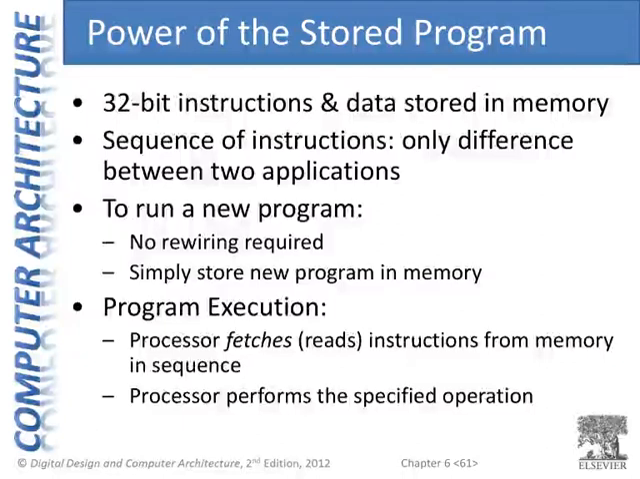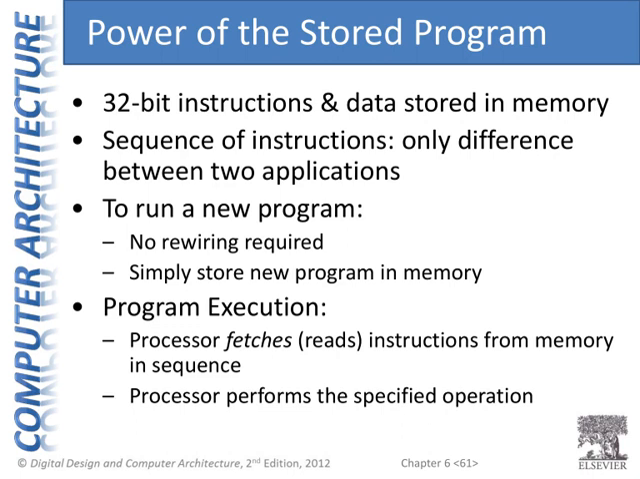So we've been talking about RISC-V assembly instructions, and today we're going to start talking about how we encode these into bits. This is the real power of the stored program. A program that's stored in memory is 32-bit instructions, and data and instructions are both stored in memory. So we can have a sequence of instructions that tells what the program is supposed to do. The only difference between any two applications is really just the instructions. To run a new program, we don't have to rewire anything like we have to do in hardware. We simply store a new program in memory and then begin executing that program.